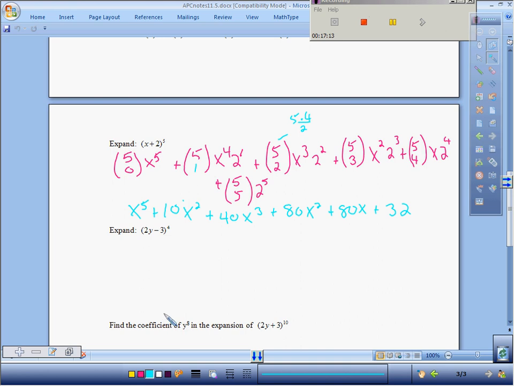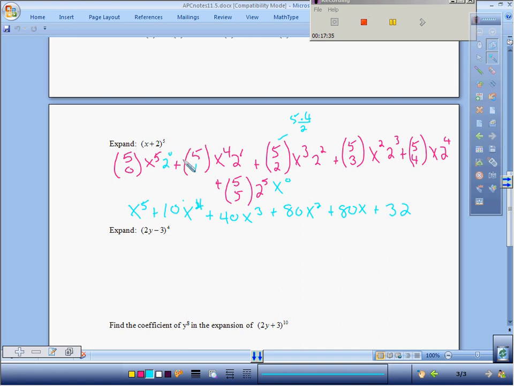I'll expand it out. Oh, that should be x to the 4th. Okay? Why isn't there an x after that? There is, but it would be x to the 0. Okay? And x to the 0 is 1. Right? And likewise, there's a 2 to the 0 up here, but that's 1 as well. See? So always, these exponents need to add up to the degree of the polynomial.